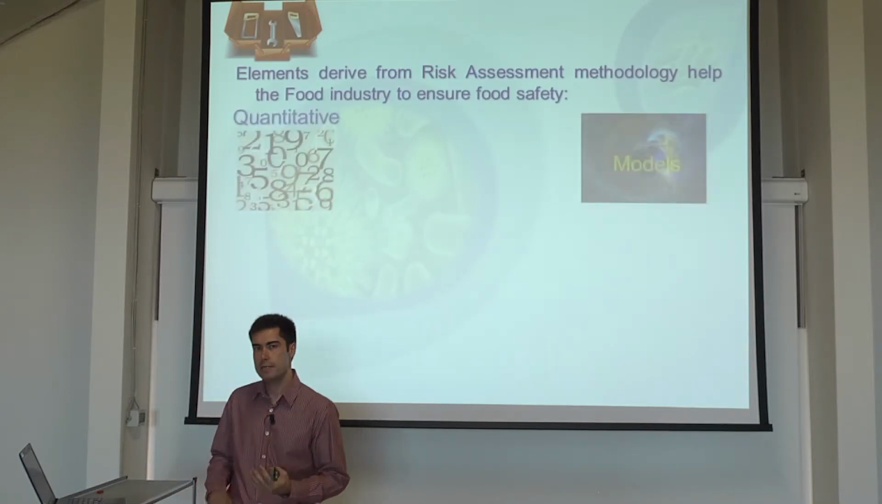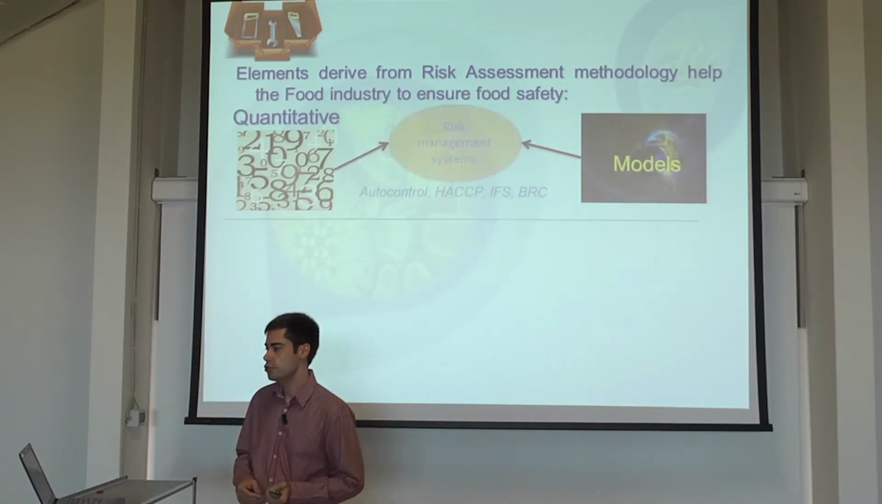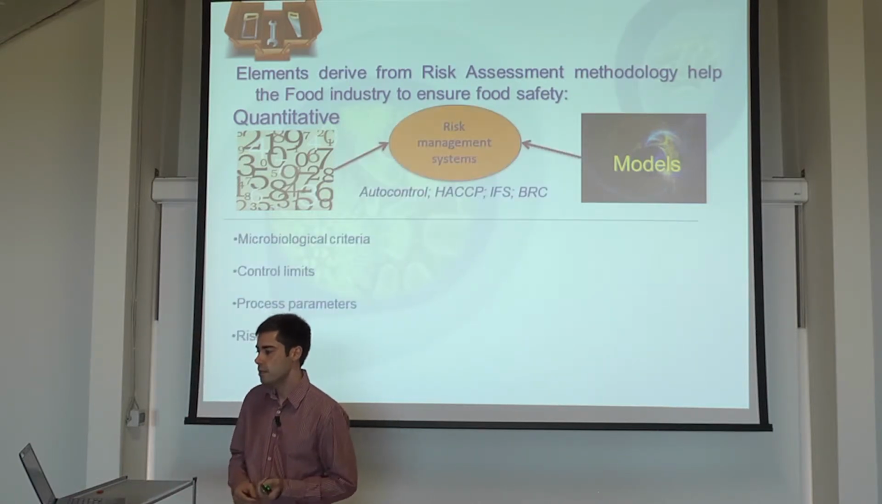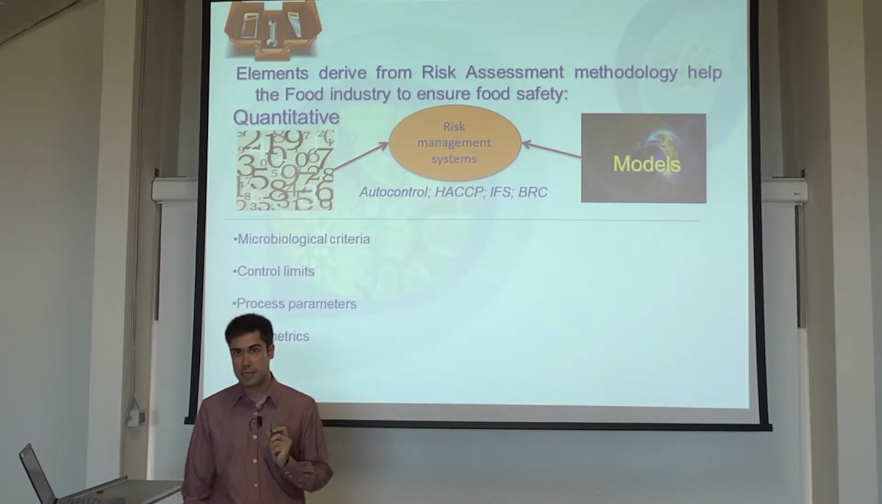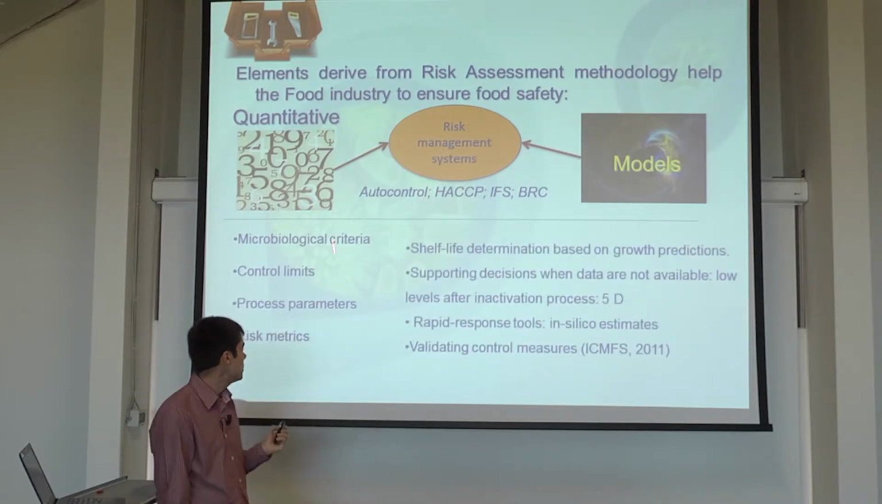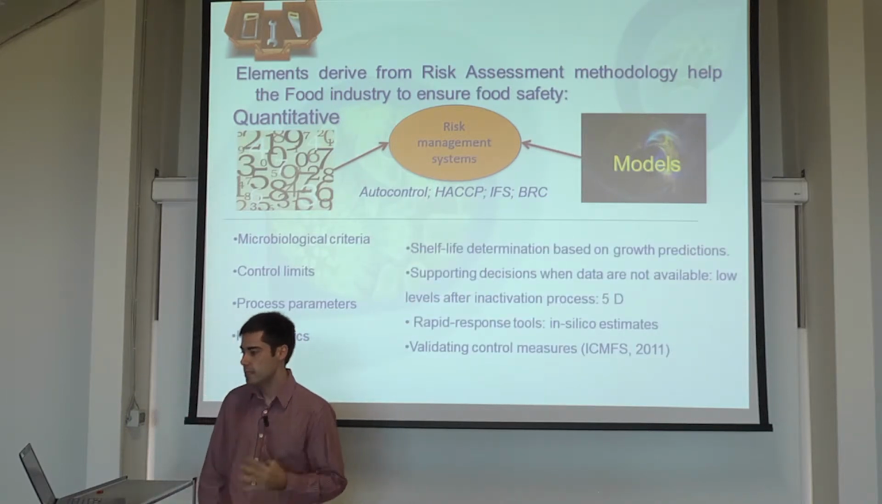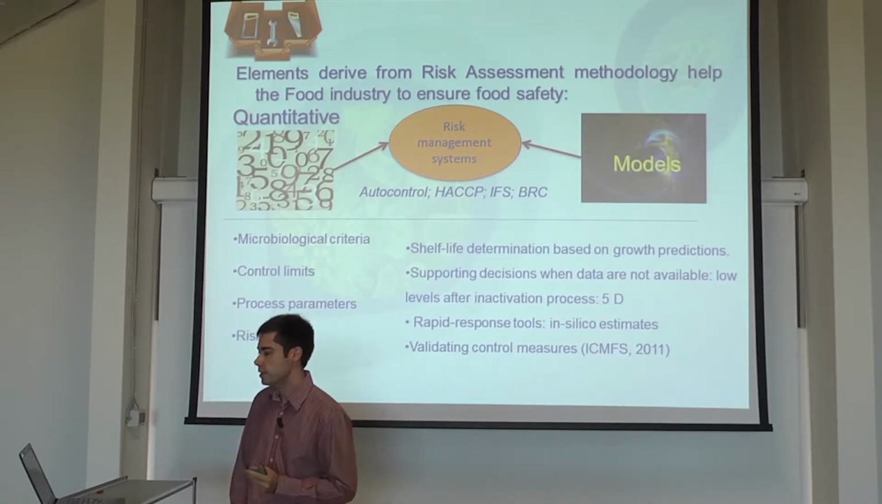There are some elements that can be derived directly from a risk assessment methodology and can help the food industry to ensure food safety. One of these elements is the microbiological criteria and its derivation, and also the control limits, process parameters, and the risk-based metrics. Some examples are shown at the right side.